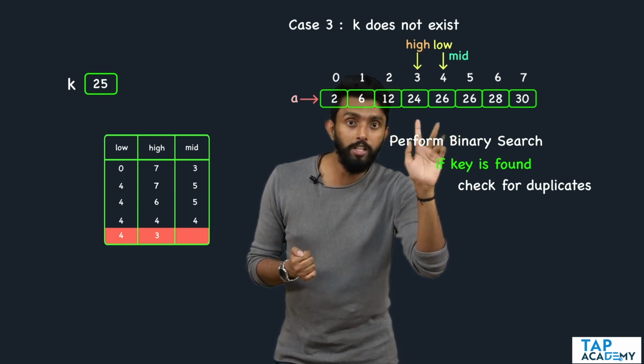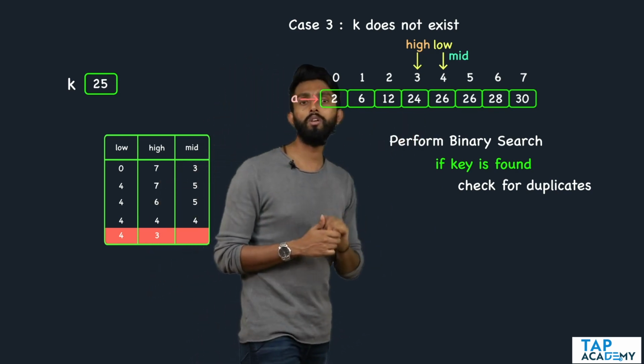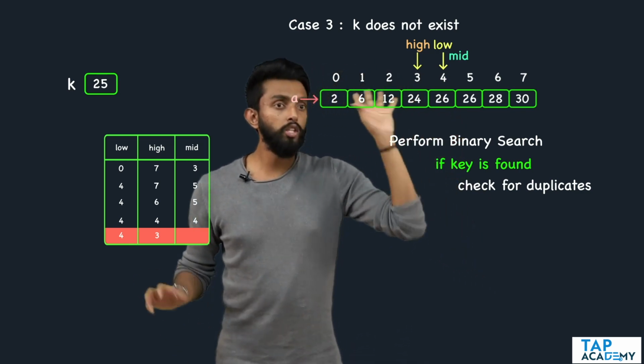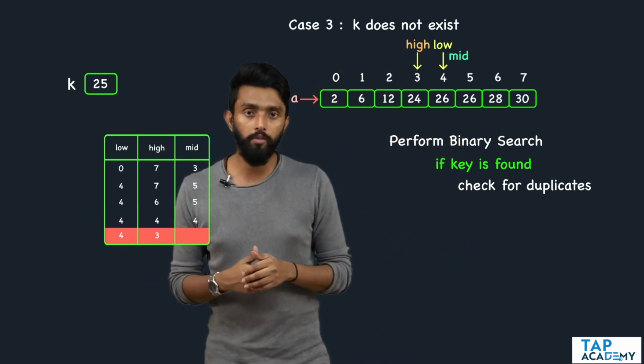4 minus 1 means it will become 3. Hope you are able to think. Any confusion till here? 4 minus 1 will become 3. So that is what ultimately we have to return, that mid plus 1 value only we have to return.